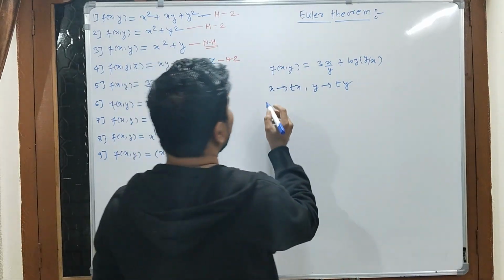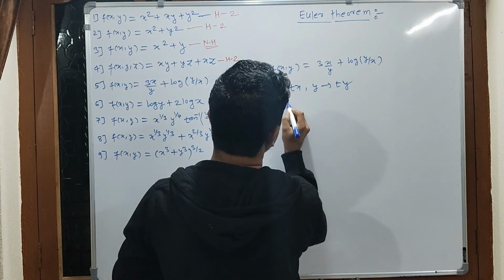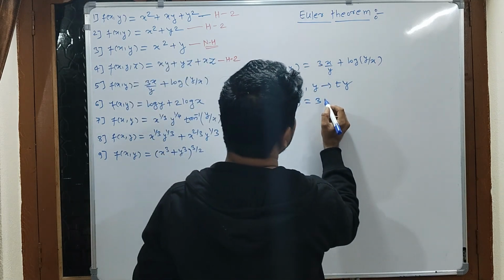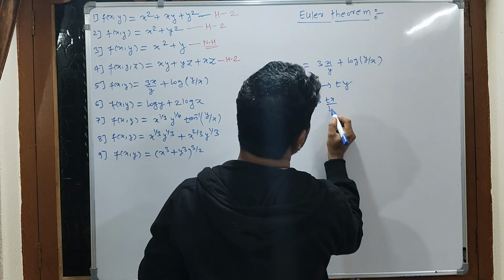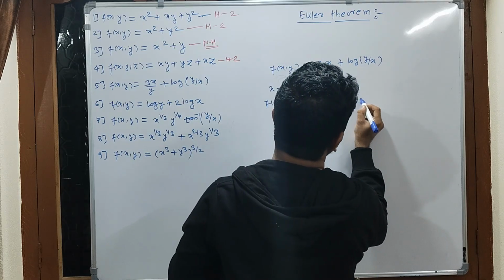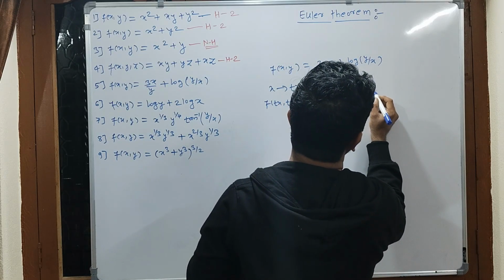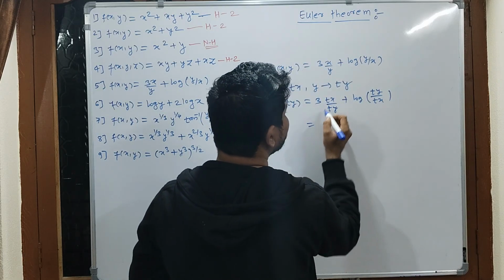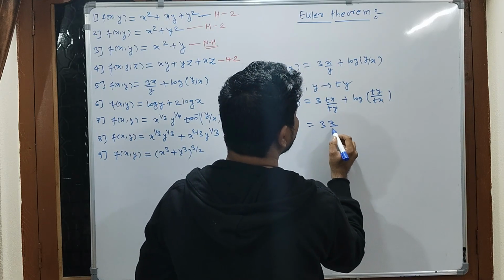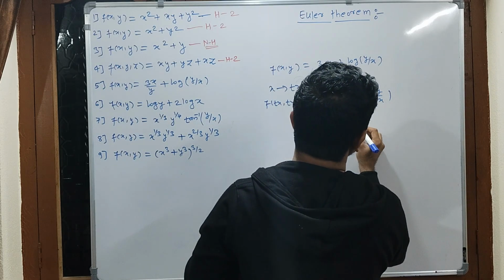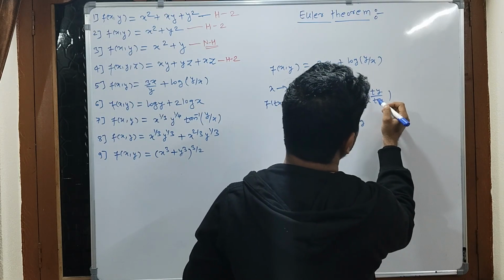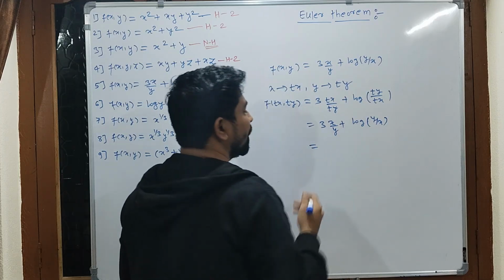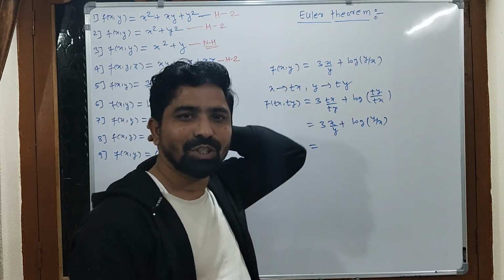So here now f of tx comma ty is equal to 3 times, replace x by tx, y by ty, plus log of y by x, where y is ty and x is tx. So here t gets cancelled, this is simply 3 times x by y plus log of, t gets cancelled, this is simply again y by x. So now tell me, is this a homogeneous function or not?